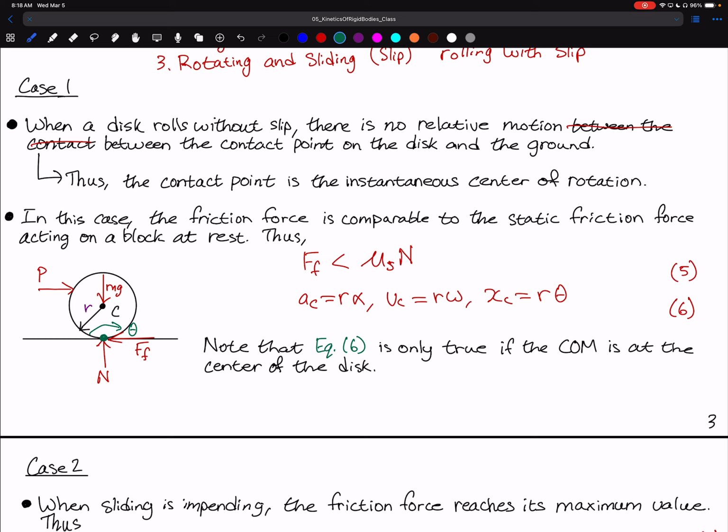In equation 6 here, this is true for the center of mass at the center of the disk. If the center of mass is somewhere else, then it's the distance from the contact point to the center of mass.